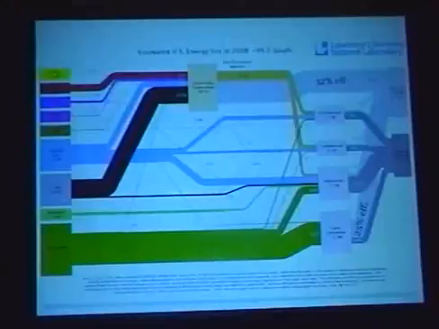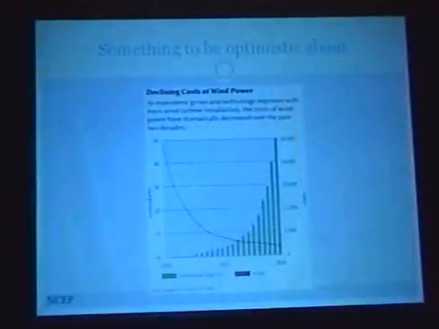What are the units? Oh, sorry, these are units of quads. So this is a quadrillion BTU. Oh, okay. And it's a little bit tricky because these are thermal, obviously, and then this is mechanical, so it's a little bit subtle.